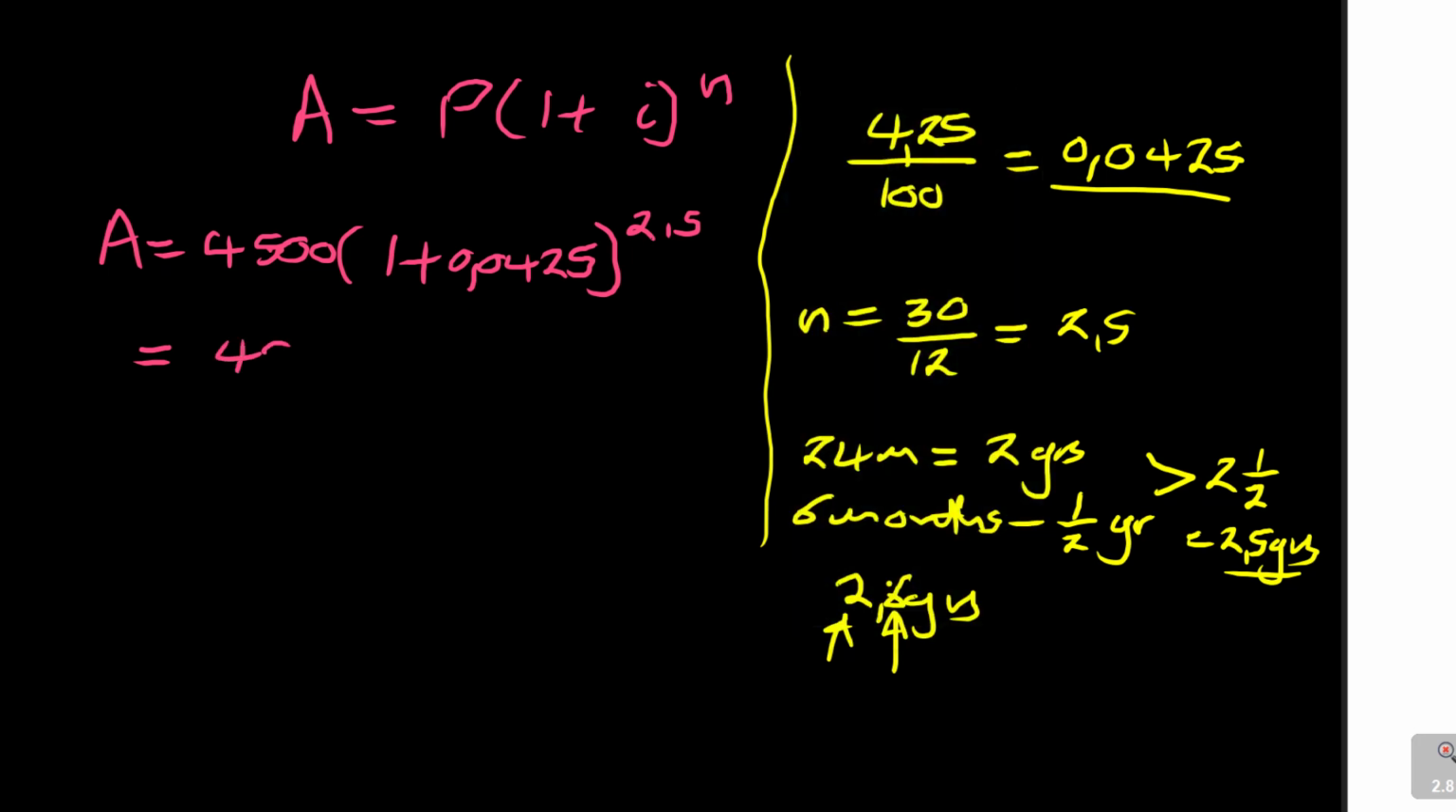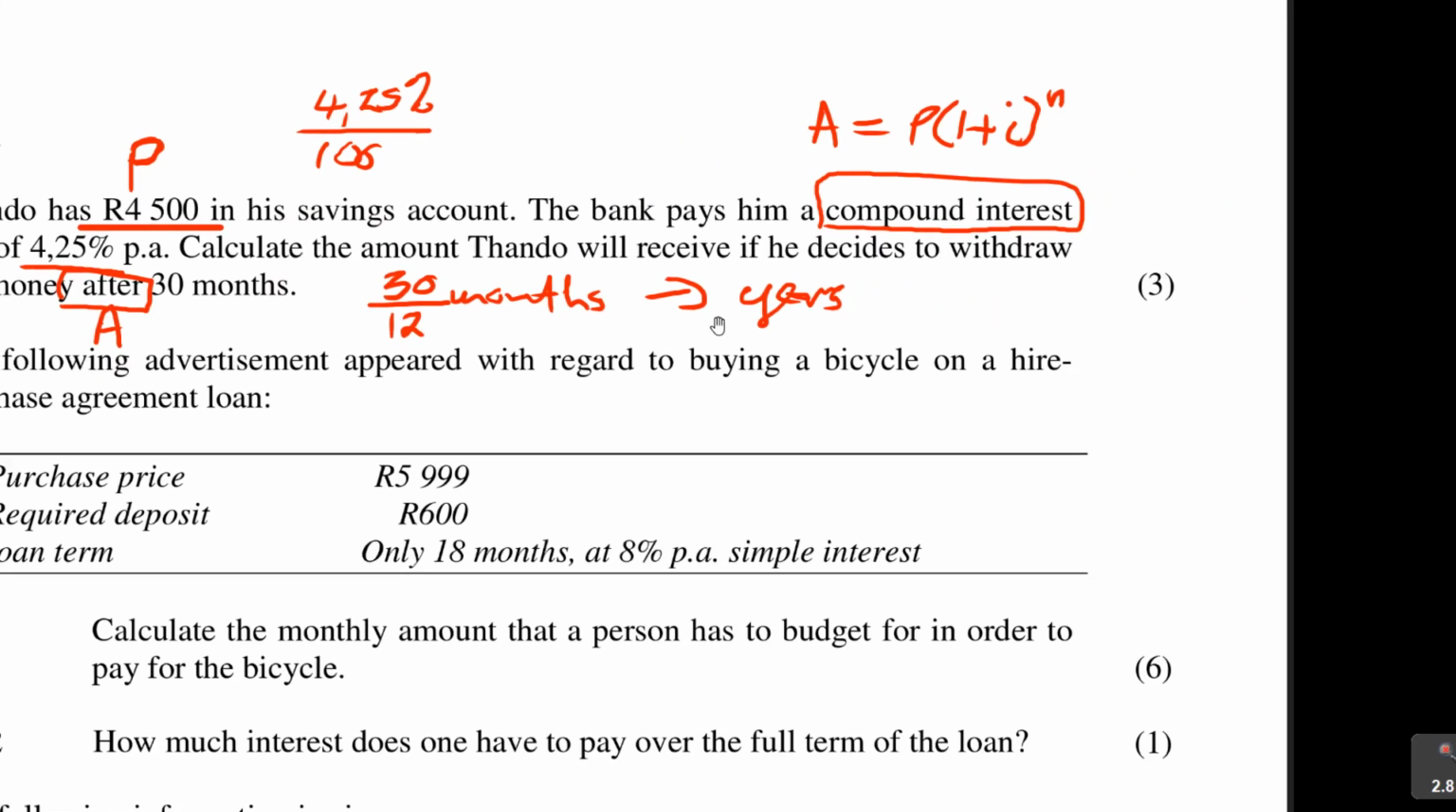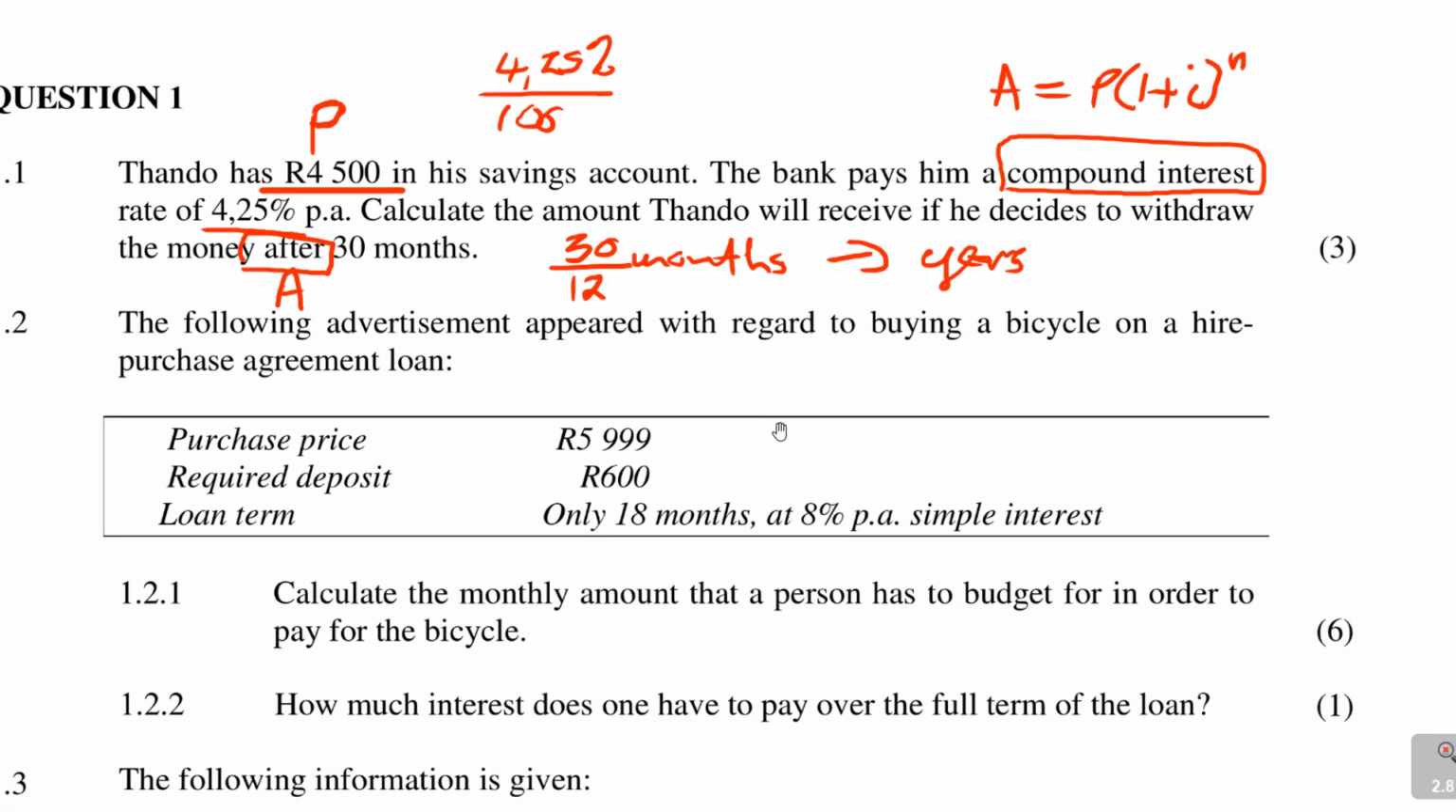So it's 4993.47. Is this okay? Yes, it's okay, but don't forget you're dealing with money. So if you're dealing with money, you have to put the symbol for money. In this case, you're dealing with rands, so that is how you go there. That's 3 marks. Not difficult, guys.